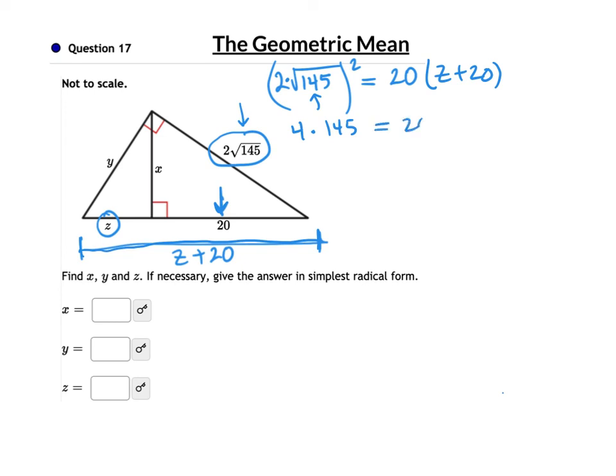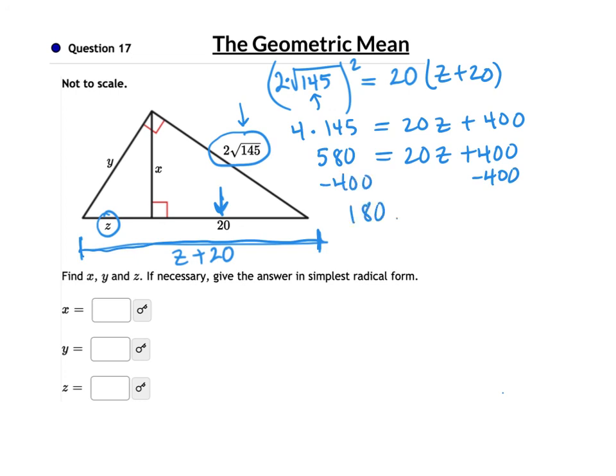This is equal to 20z, distribute, plus 20 times 20 is 400. 4 times 145 is 580, equals 20z plus 400. We'll take 400 off each side. This is 180 equals 20z. And divide by 20. And it looks like z, 180 divided by 20, is 9. Let's replace the z variable with 9.